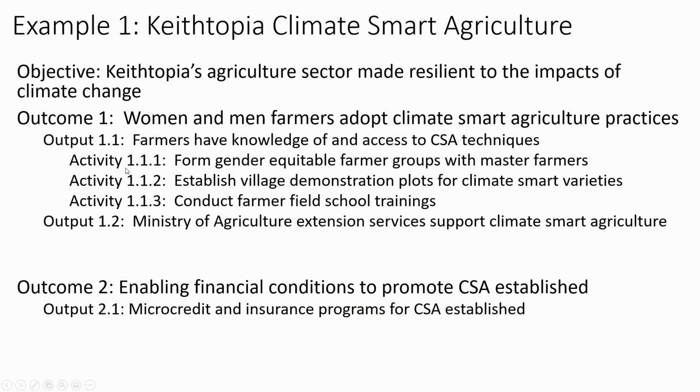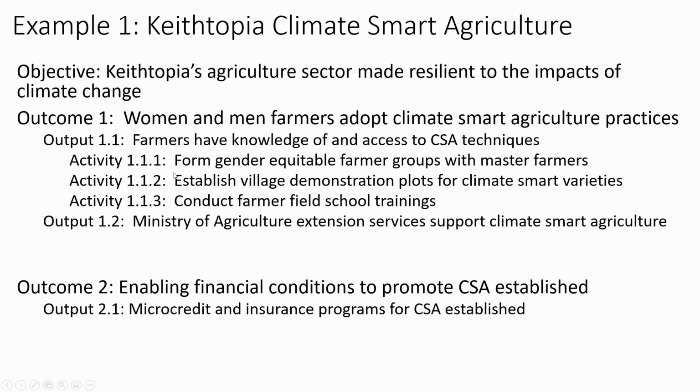And then we've got activity 1-1-3. See how this is numbered? The third activity: conduct a farmer field school training. Now we know from experience that farmer field schools are very effective. They work all over the world. So let's test our logic here. If we form farmers groups with master farmers, and if we establish village demonstration plots for climate smart varieties, and if we conduct farmer field school trainings, well, is it reasonable to assume that then farmers will have knowledge and access to climate-smart agriculture techniques? And I think that the answer to that question is yes.